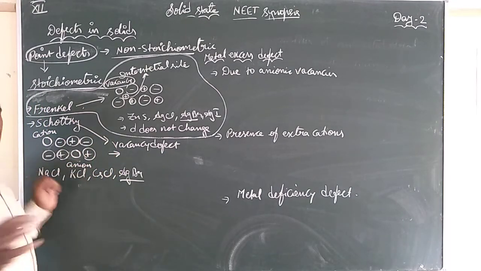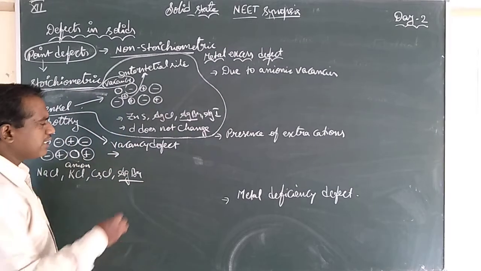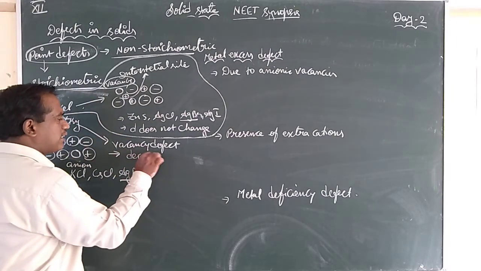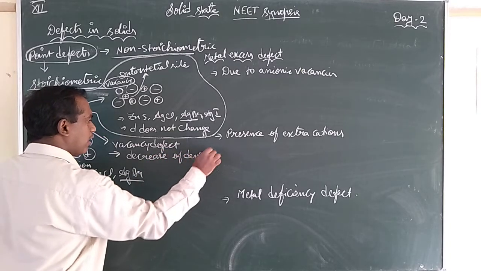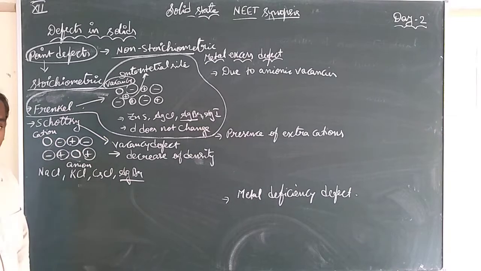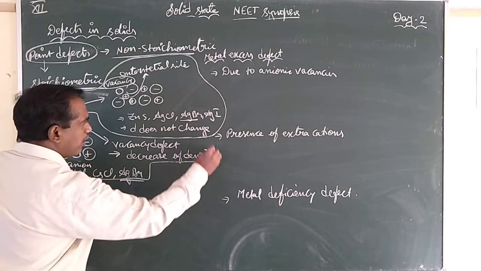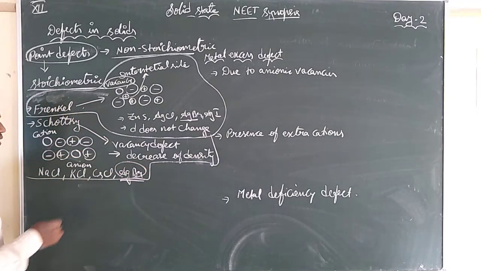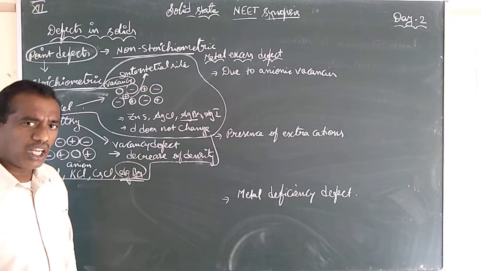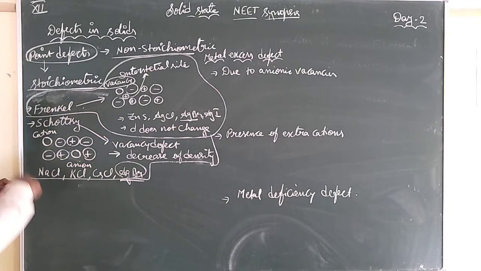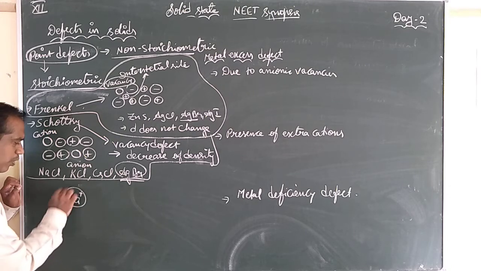Because an equal number of cations and anions will be dislocated from their place, and that results in a decrease of the density of the particular ionic compound. So this is what the Schottky defect is about. In the objective, if you see which will show both the effects, you must say silver bromide will show both the effects. Next, or the third one, for example, this is only sodium chloride.